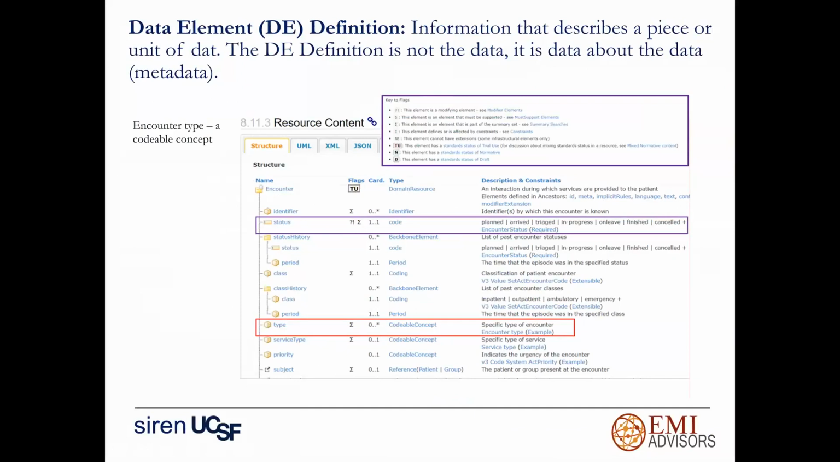Each of these elements that you see underneath the encounter, these are all data elements within that structure. And each data element has a data type. In this case, status is a code that's drawn from this value set here of concepts. And for example, this data element type, this means encounter type, again, a codable concept that's drawn from a value set called encounter type. And that's how these things come together.